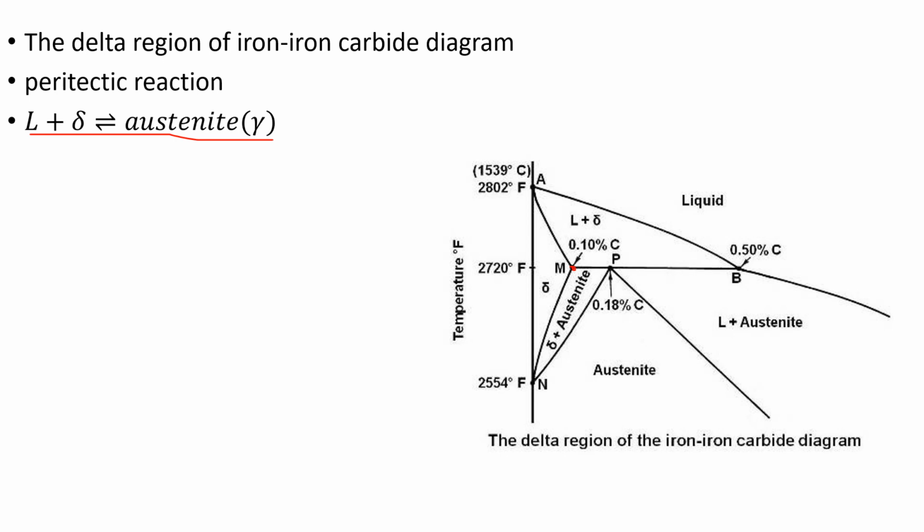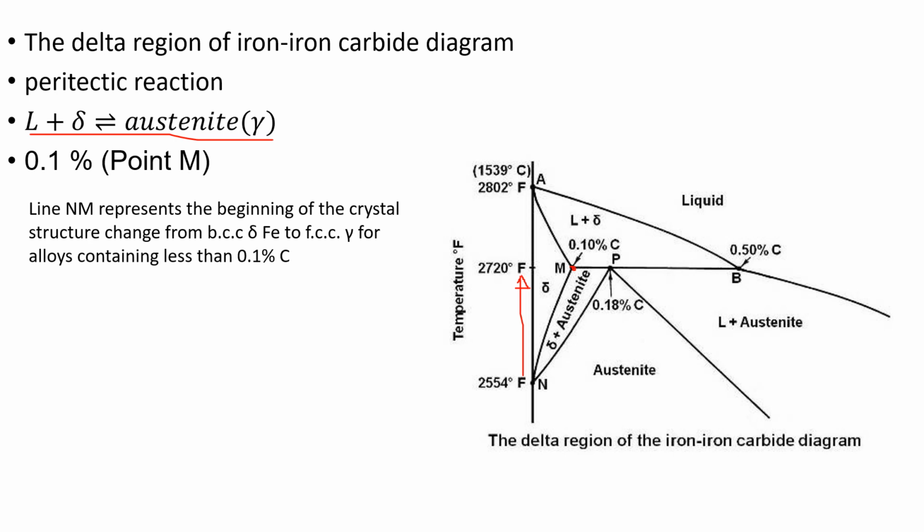Due to the allotropic change, the temperature is increased from 2554 to 2720 degrees Fahrenheit at 0.1% carbon. The line NM represents the beginning of the crystal structure change from BCC delta iron to FCC gamma for alloys containing less than 0.1% carbon.